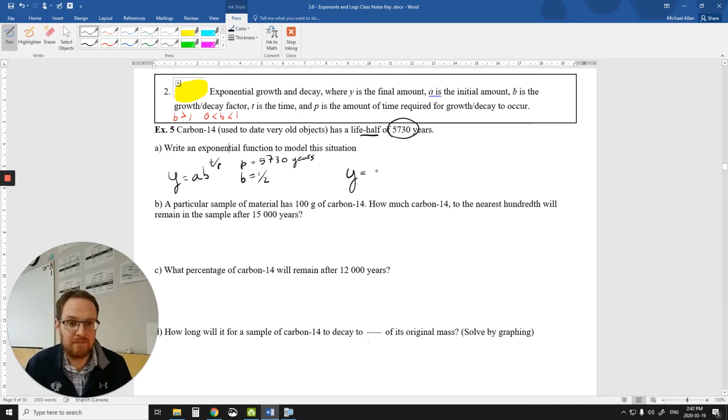Sometimes it'll be 100%. Down here I can see that I have a particular 100 grams, so I know for this part of the question down here, my A is 100 grams. So I know that much for that question. Up here though, I don't know that, so I'm just going to put an A here for now because it could change as we go. Our B here, because they are talking about half-life, is a half, and I have T over 5,730, so that's my P there. I'm looking for the T for some of these.